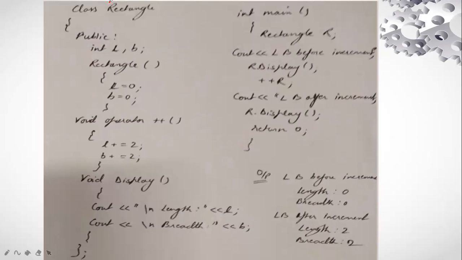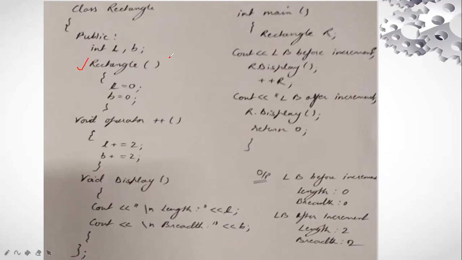Let's take an example of the program. We have a class Rectangle, public specifier. We have defined two integer variables, L and B, that is length and breadth. I have defined the constructor here, right? For the class Rectangle, the constructor has the same name as the class name. So Rectangle, and I have initialized L equal to 0 and B equal to 0.